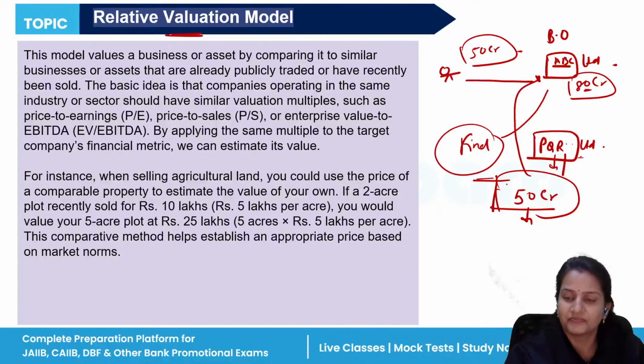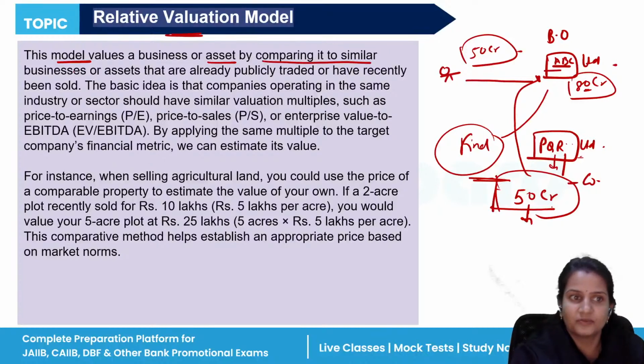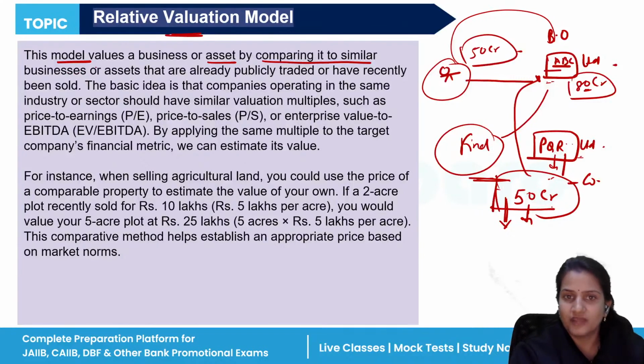So if this company is costing rupees 50 crore, I will not be giving more than 50 crore. So this is the relative valuation model, where you value the firm on the basis of the relative approach, on the basis of the similarity approach to another business. This model values a business or asset by comparing it to a similar business. Now, this business is being compared to that business, and whatever the value of that business is, this person will pay the same value for this business. So the comparison method is what we use to find the actual value of the company.